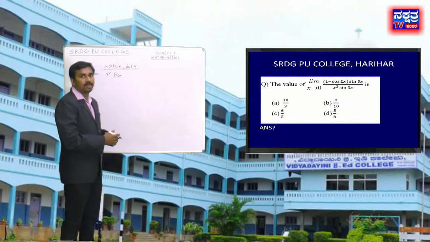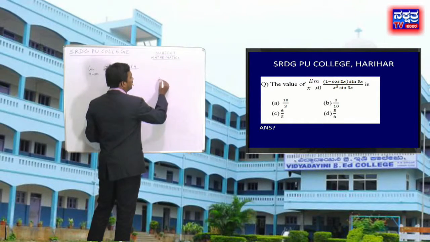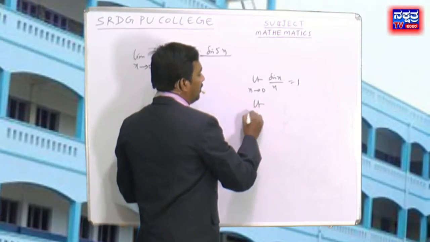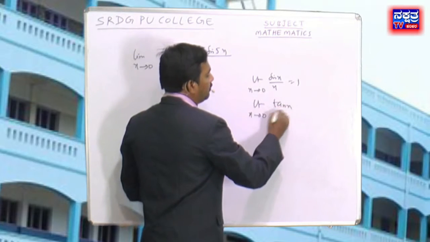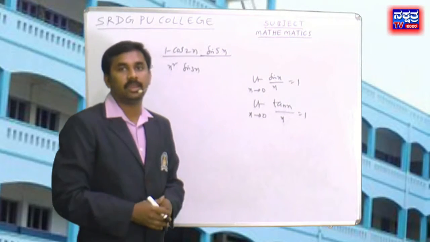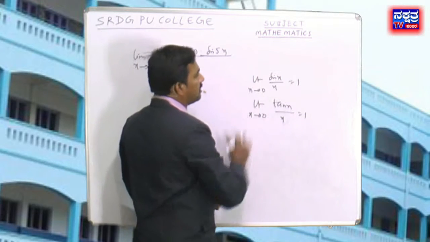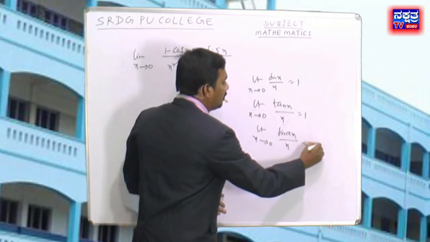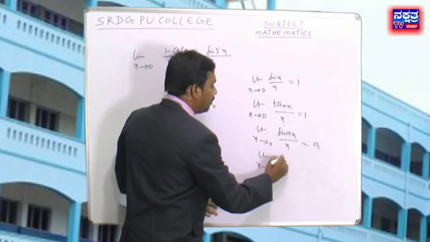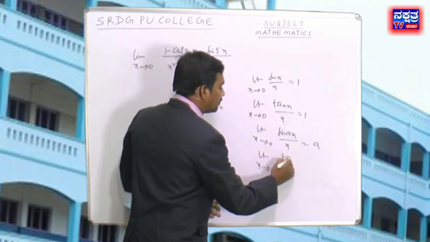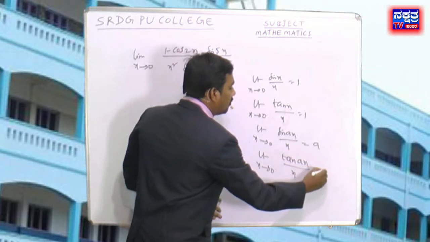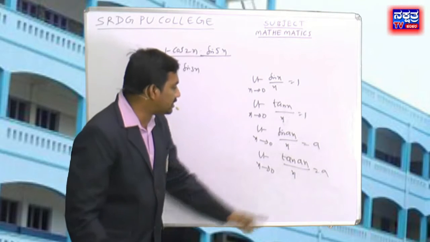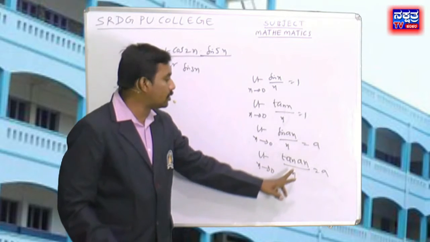Students, in limits we have two main formulas: limit x tends to 0 sin x by x equals 1, and limit x tends to 0 tan x by x equals 1. So for any question with sin or tan, you can replace: limit x tends to 0 sin ax by x equals a, and limit x tends to 0 tan ax by x equals a. So for any question with sin or tan, immediately we have to divide by what is in place of x.